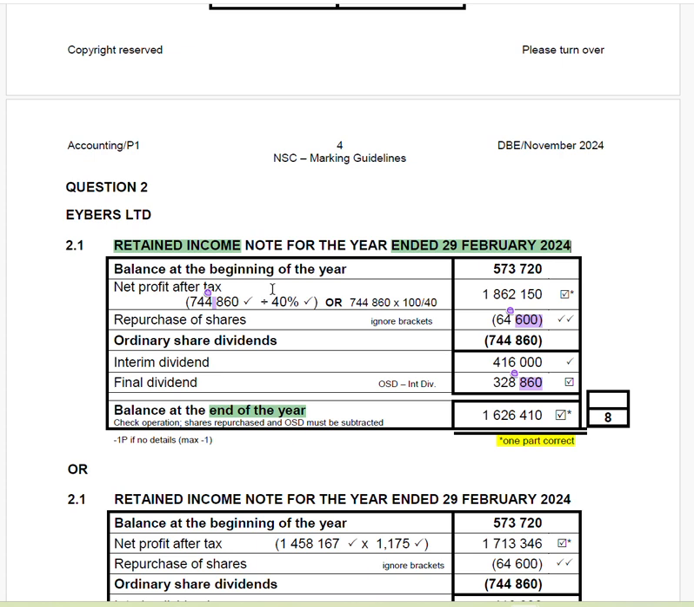Now, the opening balance at the beginning of the year, we were provided in this scenario. You just need to bring it in: 573,720. You are not going to be provided the amount or the mark for this information because it's coming straight from your table. However, you need this information in order to arrive at the balance at the end of the year, right? Then, once you have that, you need to calculate your net profit after tax.